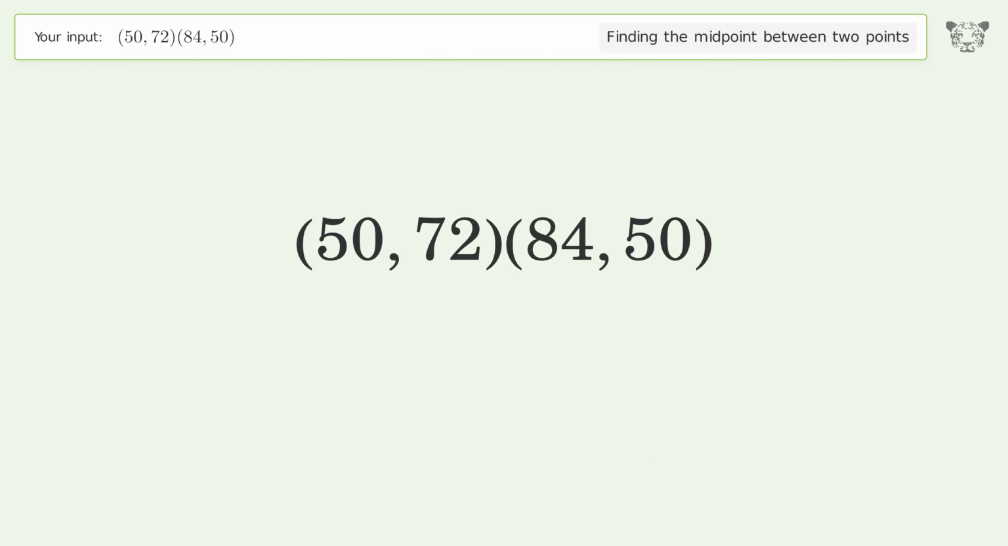The coordinates of point 1 are x1 equals 50, y1 equals 72. The coordinates of point 2 are x2 equals 84, y2 equals 50. PM represents the midpoint of the 2 points.